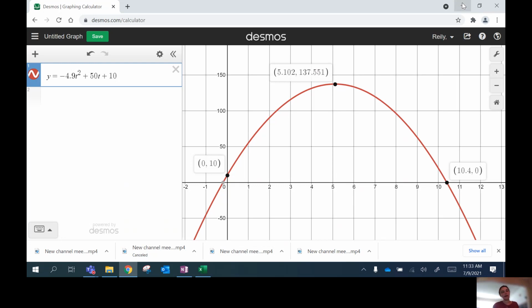So you should get comfortable with plugging in these types of equations into Desmos and then finding the vertex and the intercepts and interpreting what they mean. Okay, so that is the end of the lesson.